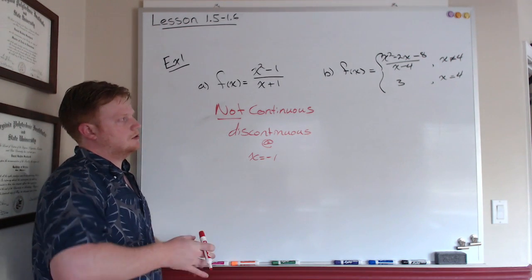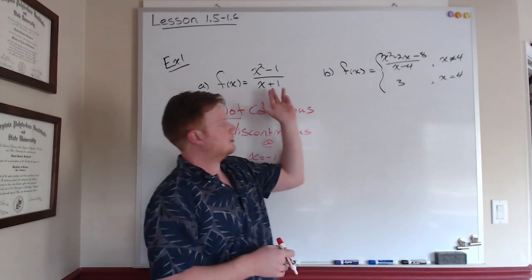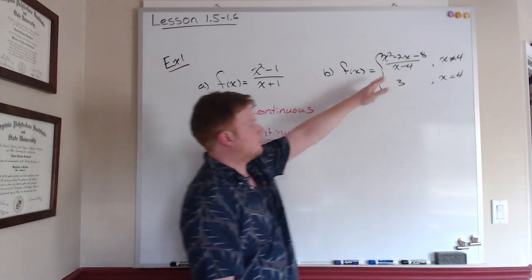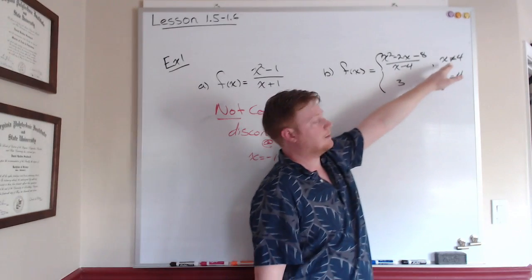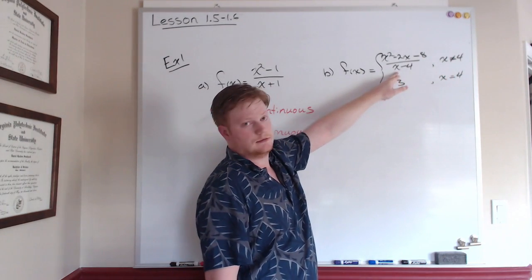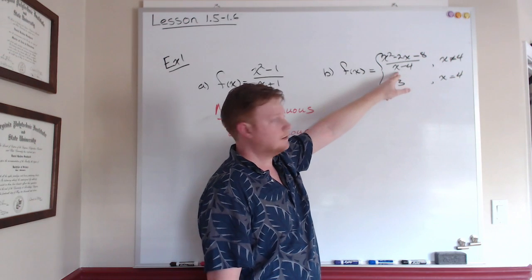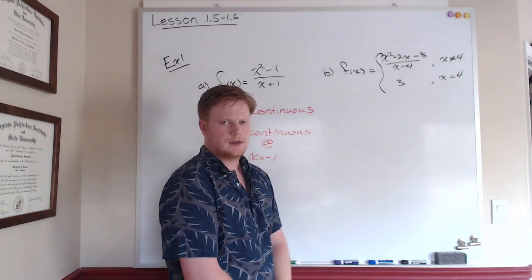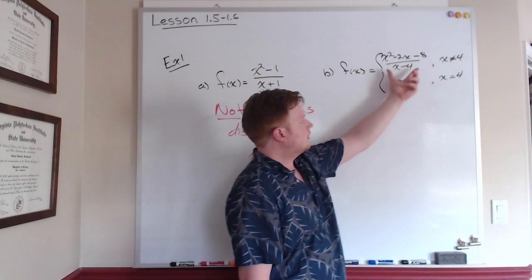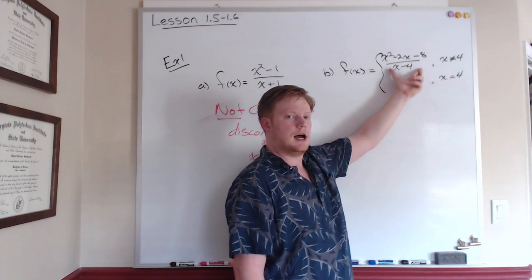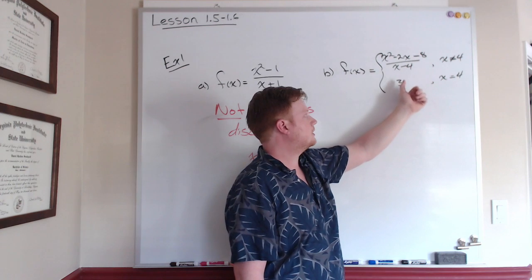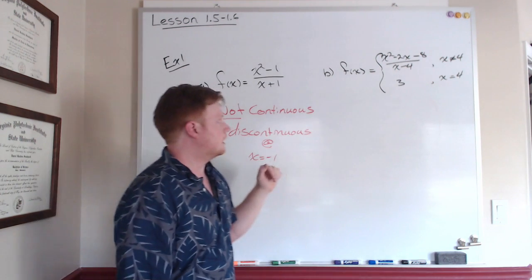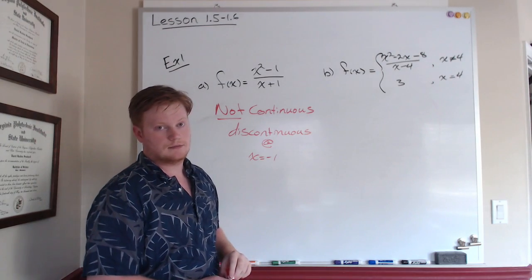B looks a little more complicated, but it's really sort of the same idea that's going on in A. In B, we have a rational function that's defined everywhere except 4. That's where the hole happens to be. And then we fill that hole with 3. So if this function were simply the top piece of this piecewise function, then it would be safe to say that this function is not continuous because it has a discontinuity at 4.